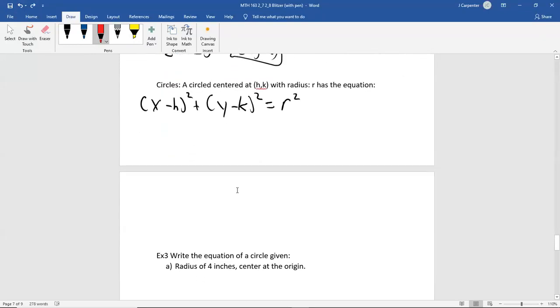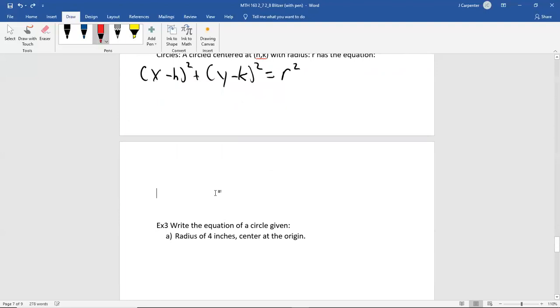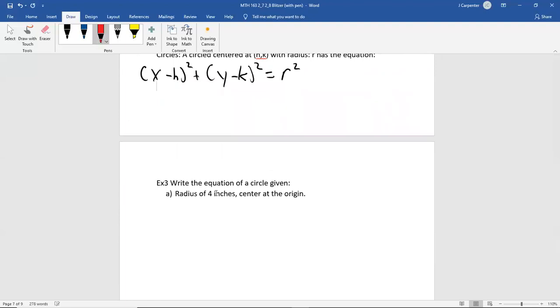All right, so let's try these out. And I have 3a typed up for some reason, but not b. Sometimes I do weird things like that.